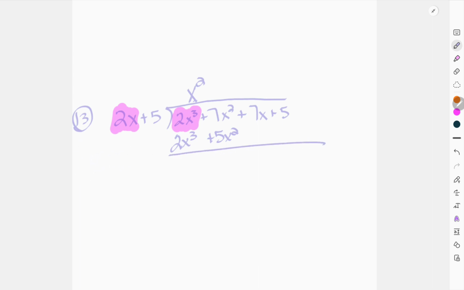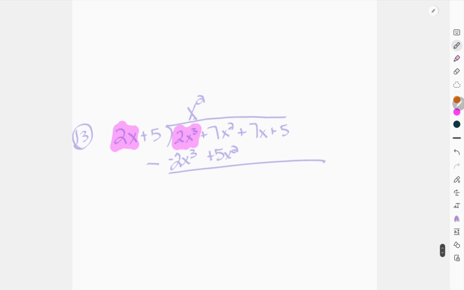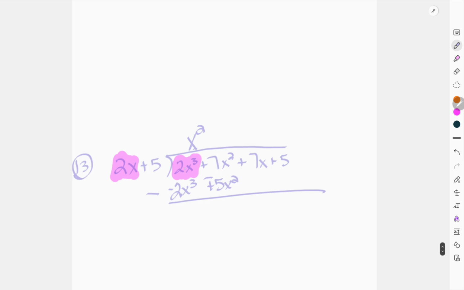Okay, so for your first set of subtraction, you should have gotten x squared at the top. X squared times 2x is 2x to the third. X squared times positive 5 is positive 5x squared. You're going to just subtract, so it's going to change those signs. That's going to cancel. And then it's going to leave me with 2x squared. Bring down my 7x. So I'm going to come over and do the same thing. Remember, we're only looking at our first term to start with.